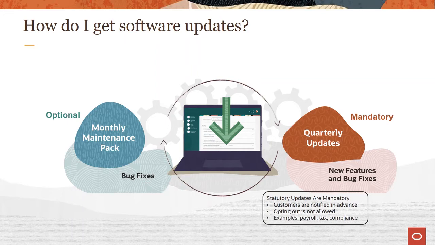You are notified in advance based on the cohort that you belong to, and these updates are labeled A, B, C, and D for each quarter based on the year that they arrive in. So 22A, 22B, 22C, 22D, for example, for all the various updates that arrive in 2022. Note that opting out is not permitted.